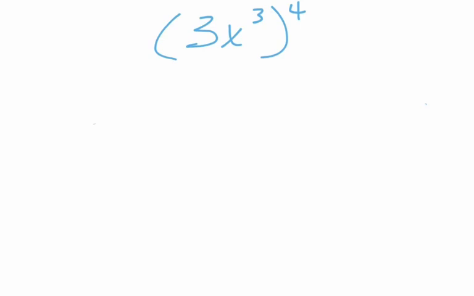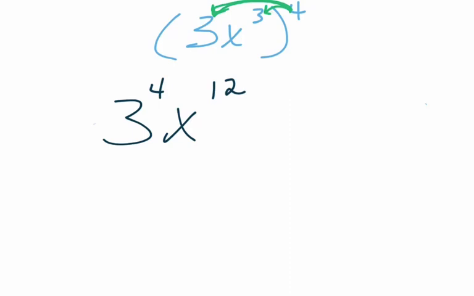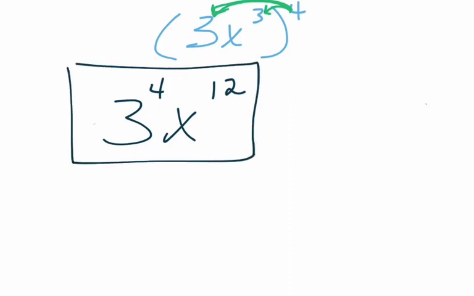All right, let's try another one right over here. So 3x cubed to the fourth power. All right, well, we're just going to apply this again. The 4 has got to go with the 3, and the 4 has got to be multiplied times that cubed exponent. So in short form, this first setup right over here, we do 3 to the fourth power. And then we have our x to the what? Well, we just do 4 times 3. 4 times 3 is 12. And this will give us a pretty quick answer of 3 to the fourth, x to the 12th.